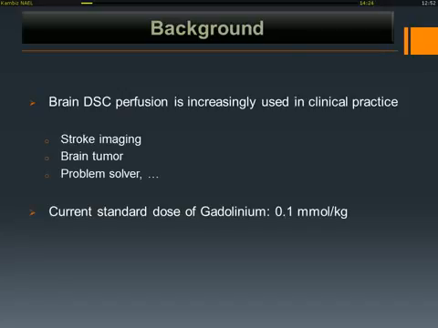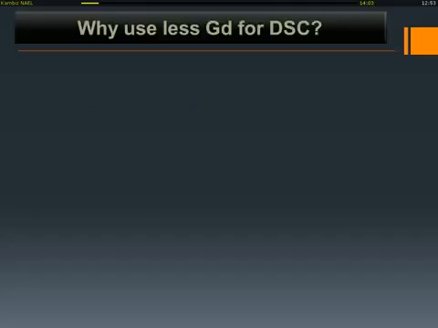So brain DSC perfusion is increasingly used in clinical practice. I think most of us in this room are using it for stroke imaging, brain tumor imaging, or as a problem solver in our daily practice. The current standard dose of gadolinium is 0.1 millimole per kilogram. And the question is, why do you need to reduce the gadolinium dose for your DSC?